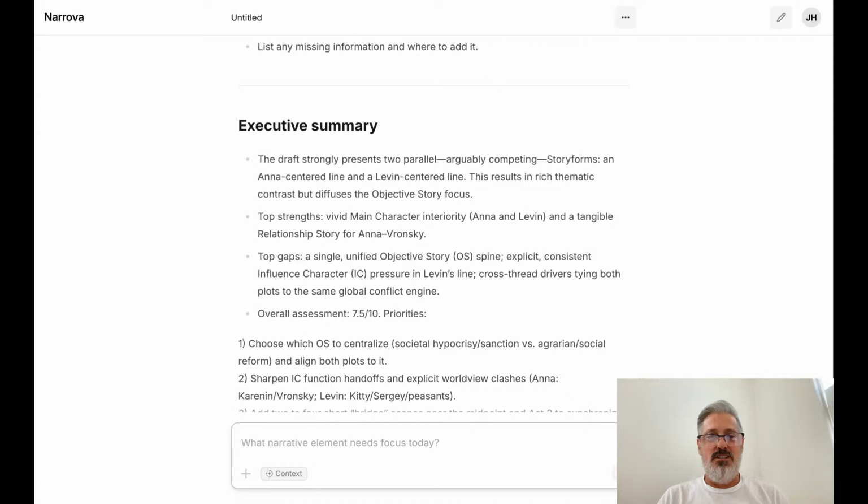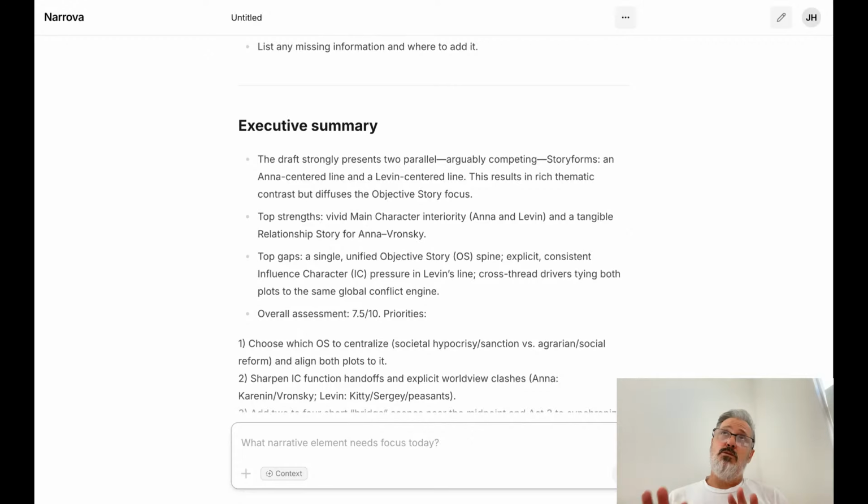I might have to teach Narova that you don't have a single story form in a work like a novel. You can have different story forms. Just because, like in Game of Thrones, you have different story forms, essentially, when you have a pair of characters, that's usually an indicator of story forms. That doesn't destroy the overallness of it. It just does what it says here: this results in rich thematic contrast, but diffuses the objective story.